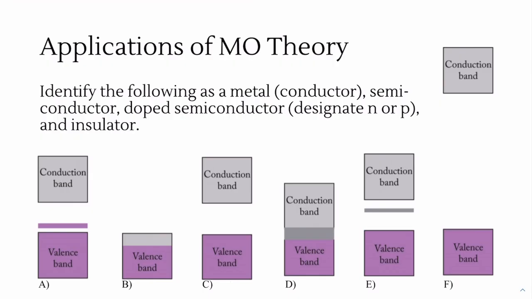So the thing to know is that if these bands are close like this, okay, if they're overlapping, we call this a conductor, okay, a conductor.